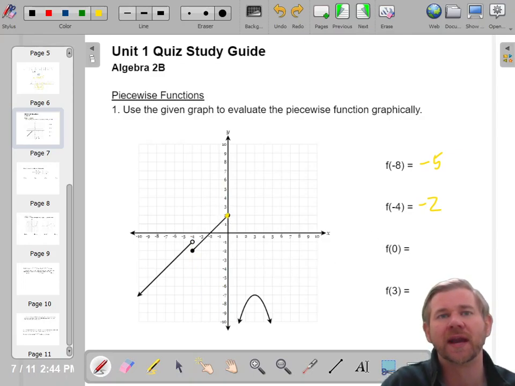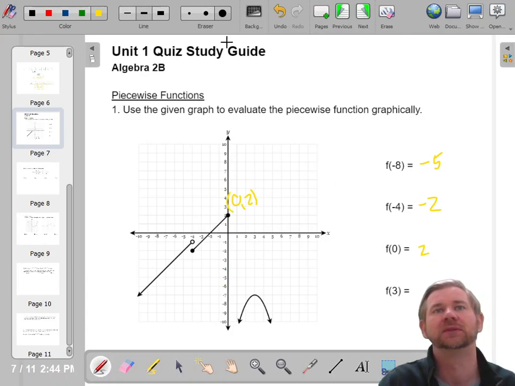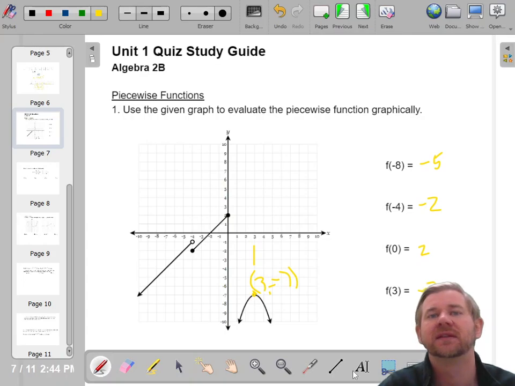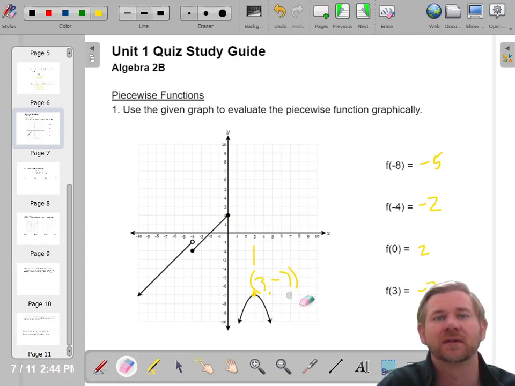F of 0. When x is 0, the y coordinate is 2. So f of 0 is 2. And the last one, f of 3, that's right here. When x is 3, that's at -7. So the y value is -7. That's supposed to be a comma, but it looks like another minus. There you go. Okay, so that's graphically.